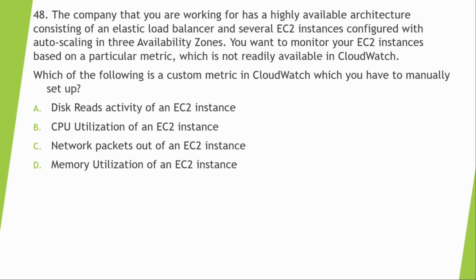These points I'm reading from the AWS docs. You can refer to them. CPU utilization, then disk read activity, and network packets. So all these three are incorrect because these are all readily available. We want a custom metric that you have to manually set up. Okay, so manually setting up is memory utilization of an EC2 instance.